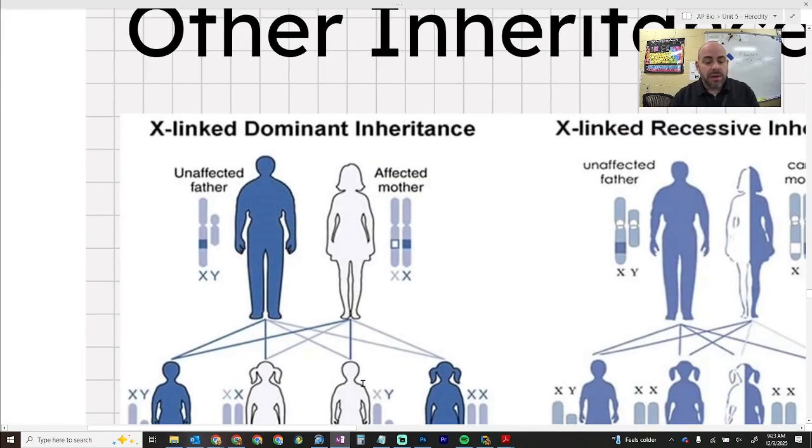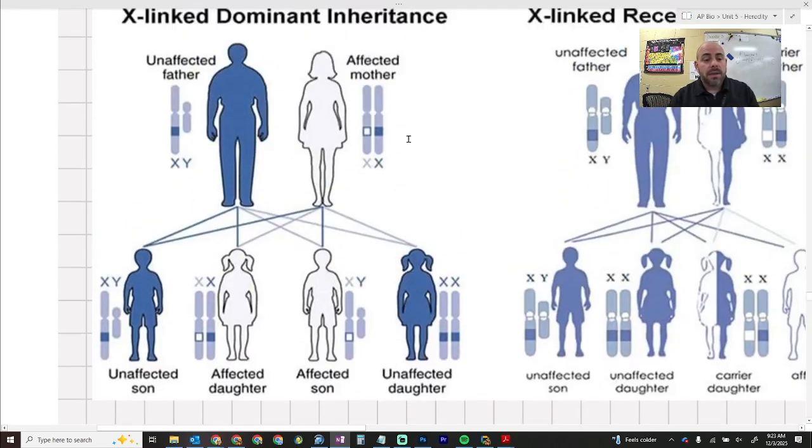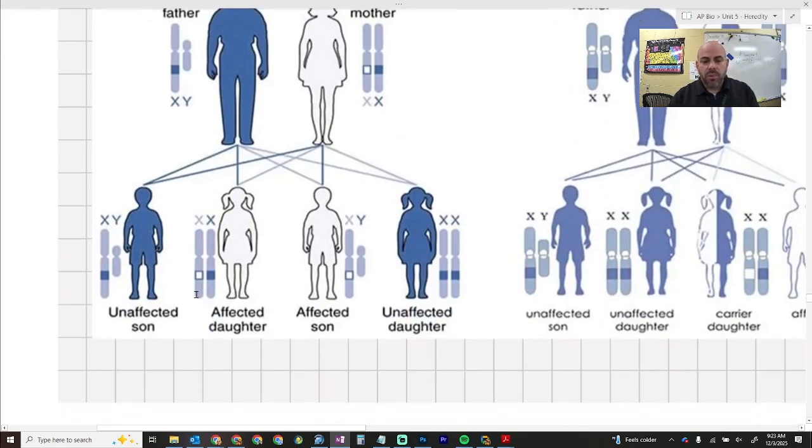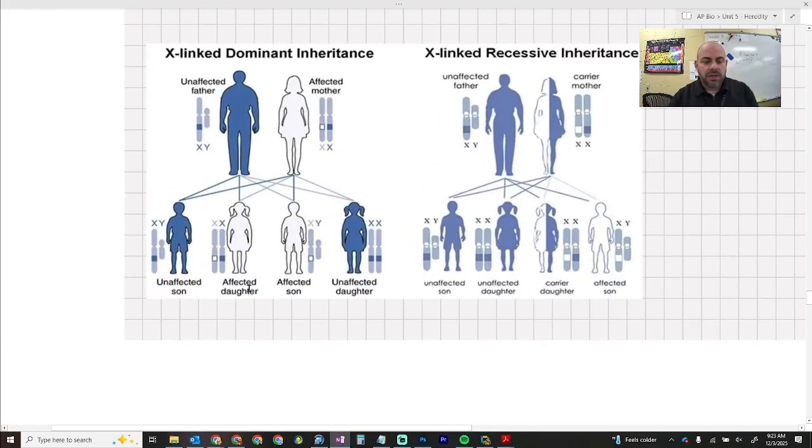And that is going to create some different kinds of patterns, right? Because not only are you inheriting dominant recessive blue-white here, but you're also inheriting XY or XX, right? Dad gives away an X or a Y, mom gives away an X or an X, right? And so a couple of rules that are helpful when dealing with sex-linked or X-linked conditions.